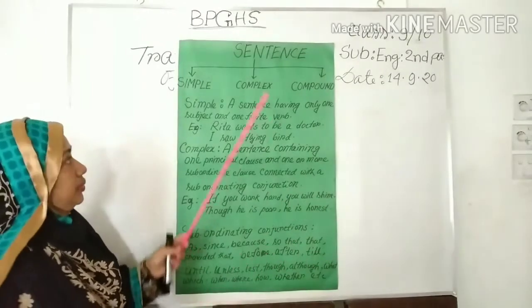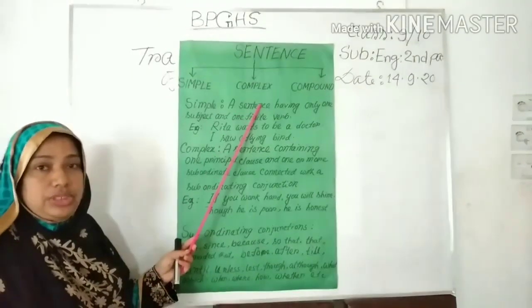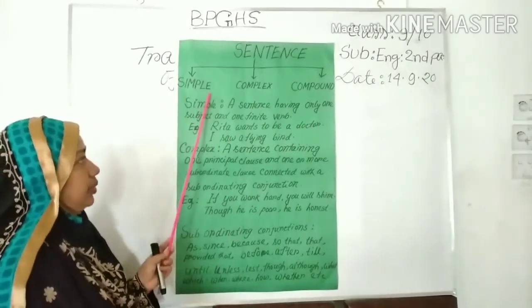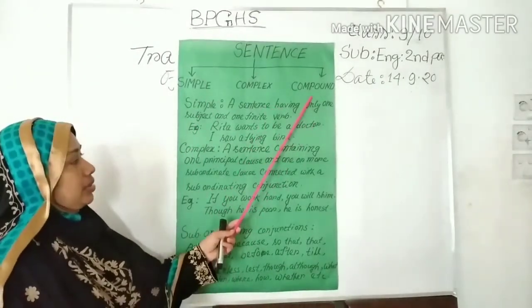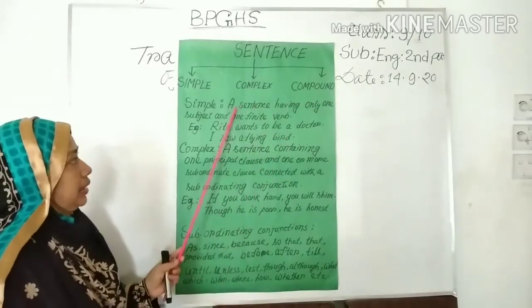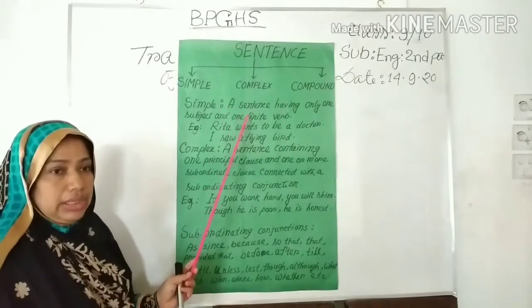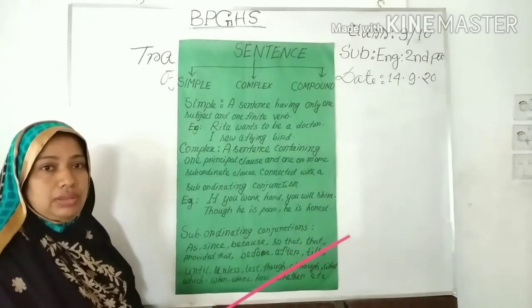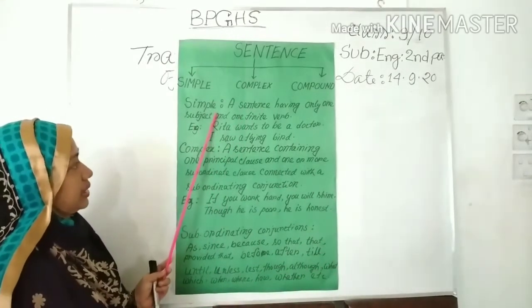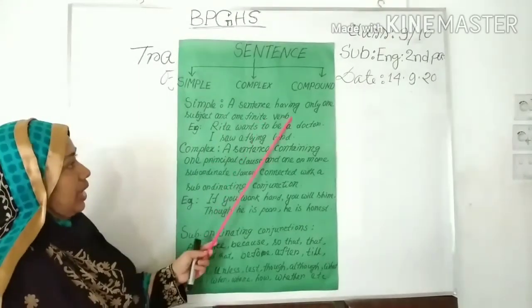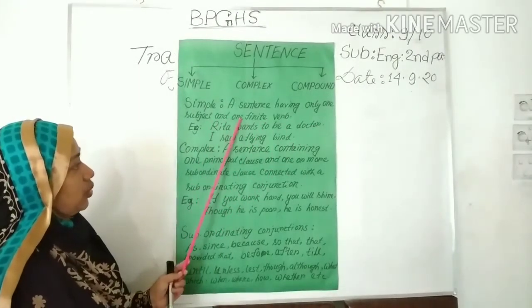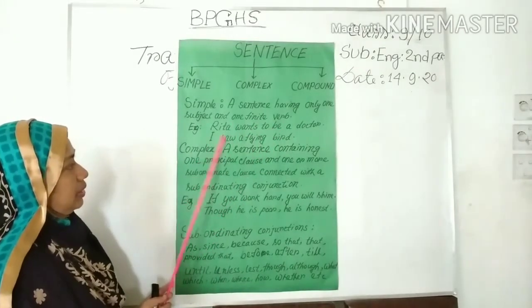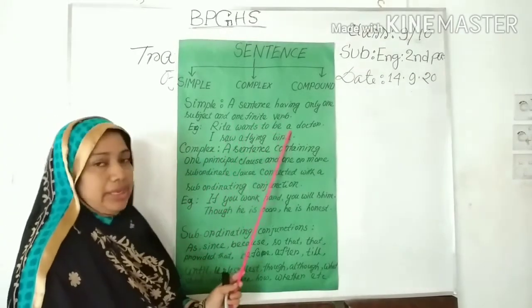Okay, you already know that sentences according to their structure are of three kinds: simple, complex and compound. Now, the definition. What is a simple sentence? Which sentences are called simple sentence? Simple sentence is a sentence having only one subject and one finite verb. Look at the example. Rita wants to be a doctor.